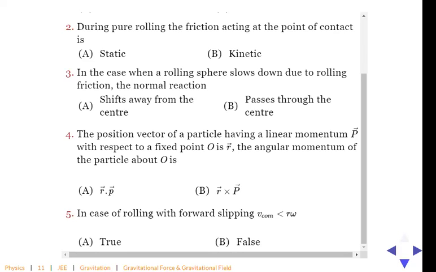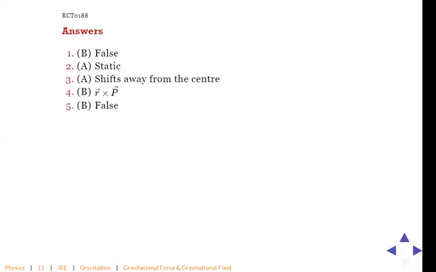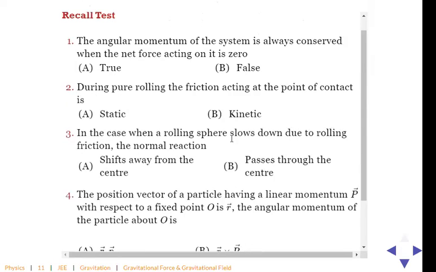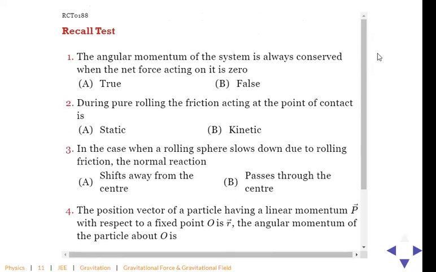So let's see the answers, guys. First is false, because it is angular momentum. Net torque should be 0, yes or no? Agree? According to definition, net torque should be 0 for angular momentum conservation. I hope all of you remember the examples when the net force was 0, but the net torque was not 0. In that case, angular momentum will not be conserved, because we use the angular momentum conservation equation only when torque is 0.